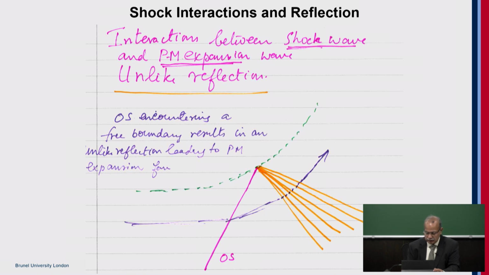So what we see here is that the flow that comes in, encountering an oblique shock, will turn, and then it encounters an expansion fan, will turn slowly, and then it goes parallel to the surface, the free boundary. So this is an unlike reflection. Whenever an oblique shock encounters a free boundary, we have an unlike reflection. So if it's an oblique shock, then it ends in an expansion fan.